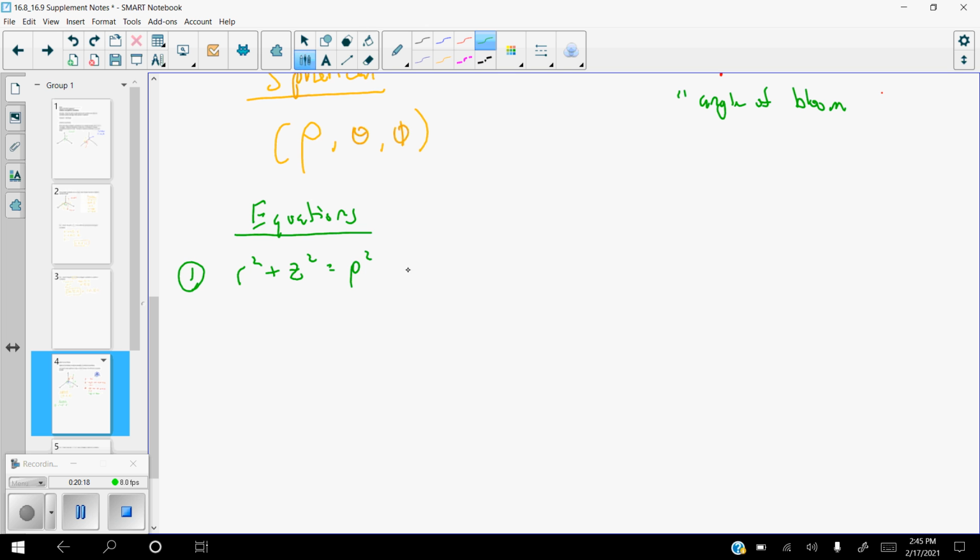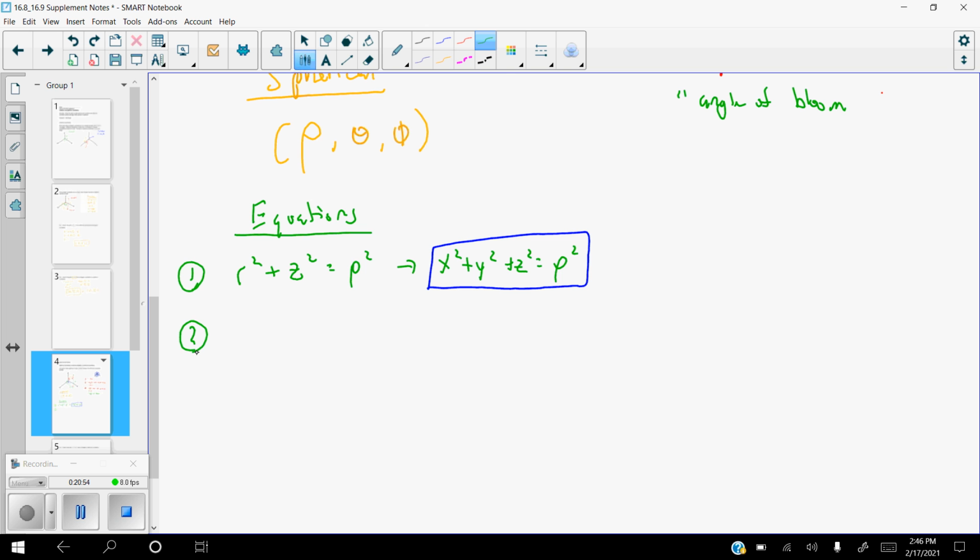But you could also look at this as, well, we know what r squared is in 2 dimensions. That is x squared plus y squared, and then don't forget your plus z squared equals rho squared. If you're really thinking about it, that should make sense. That is your standard form of a sphere centered at the origin with a radius of rho. So more than likely you'll use this one. As long as you know that x squared plus y squared is r squared, then you can also use it from cylindrical as well.